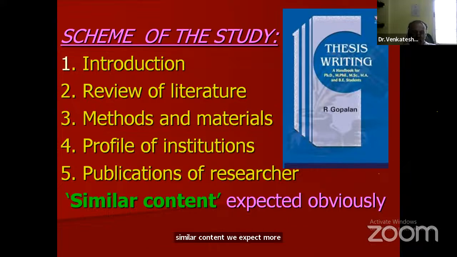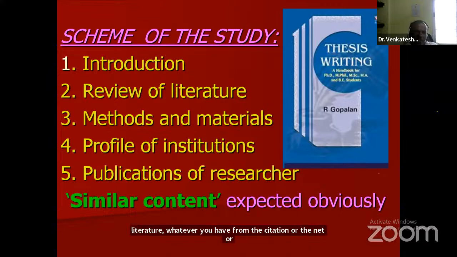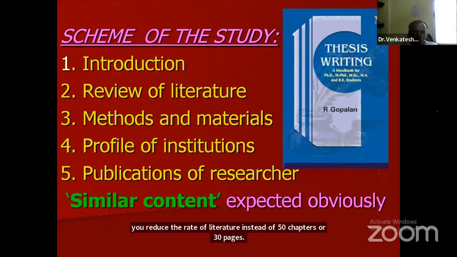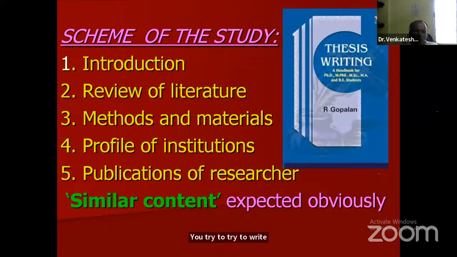So my suggestion is, in the second chapter, review of literature, you can reduce the review of literature and put it in your own words. You may copy the maximum literature from the citation or the net or whatever tools you take, no problem. At least reduce the review of literature. Instead of 30 pages, try to write 10 to 15 pages. I think it helps to cut down the similarity. Even the institution profile.